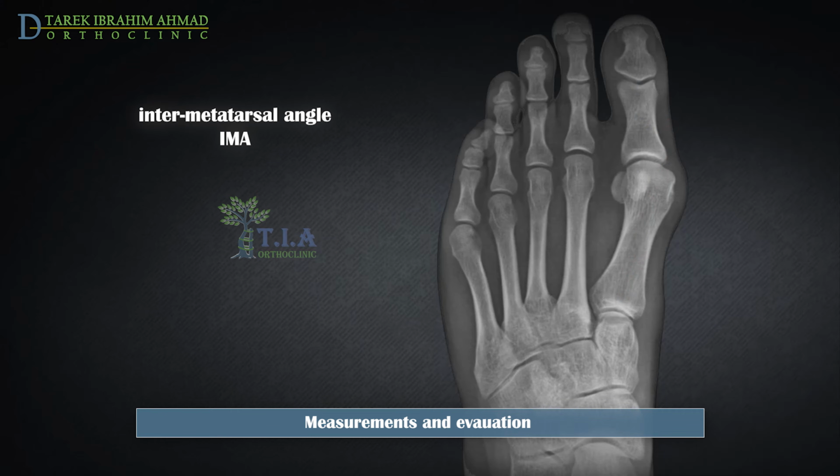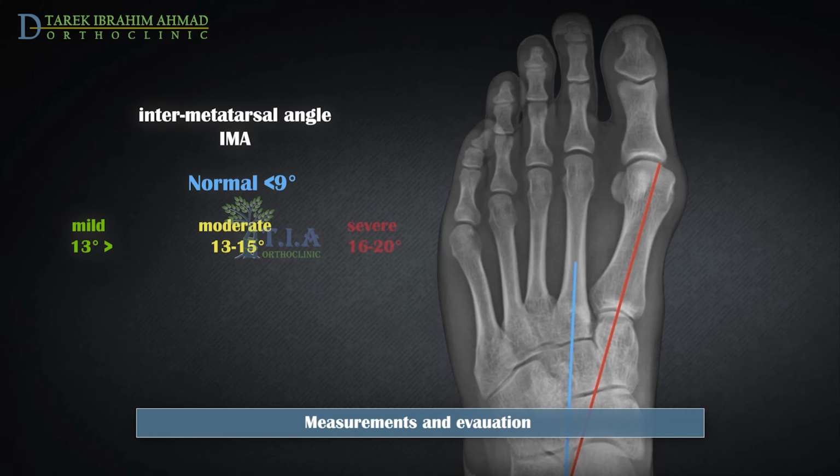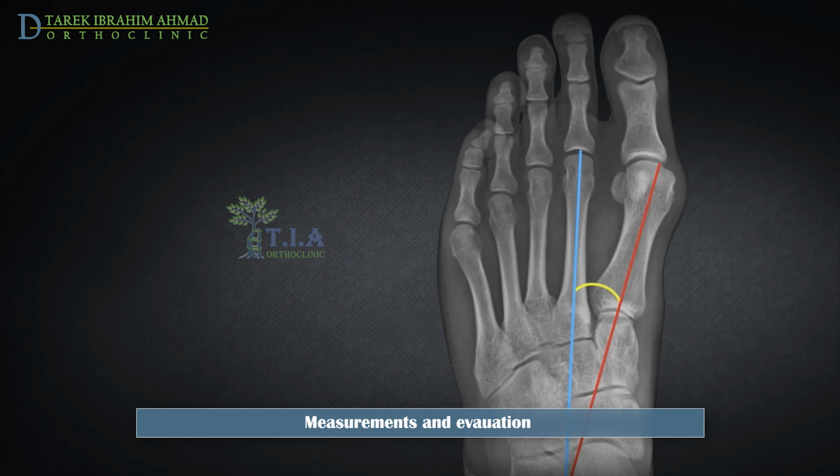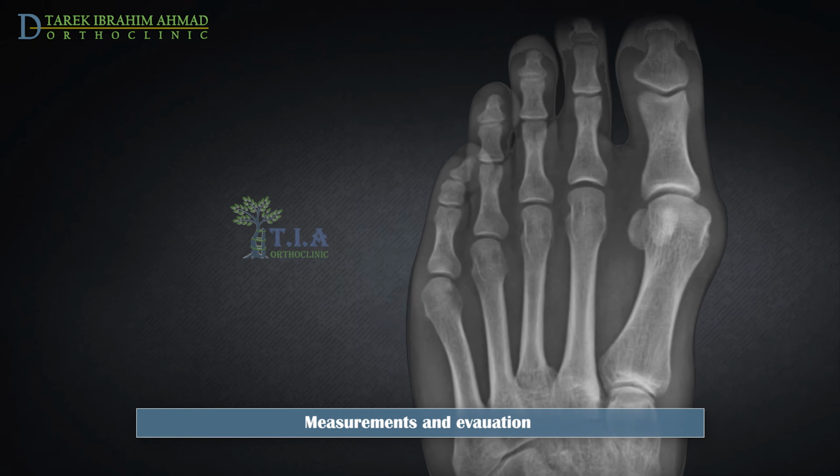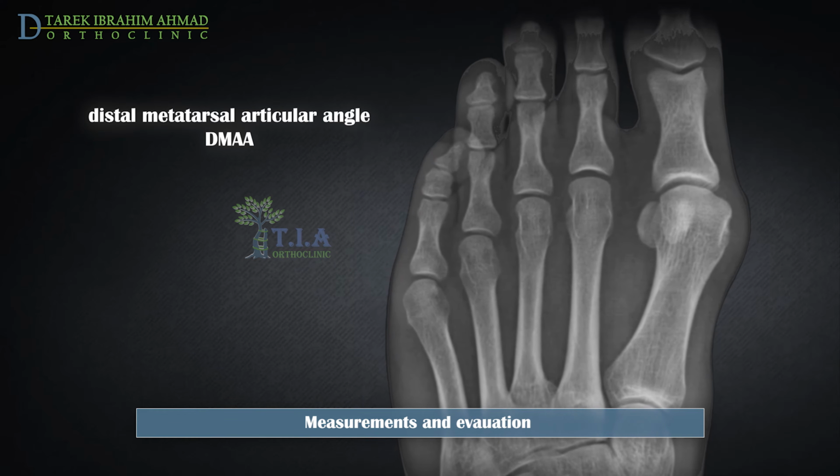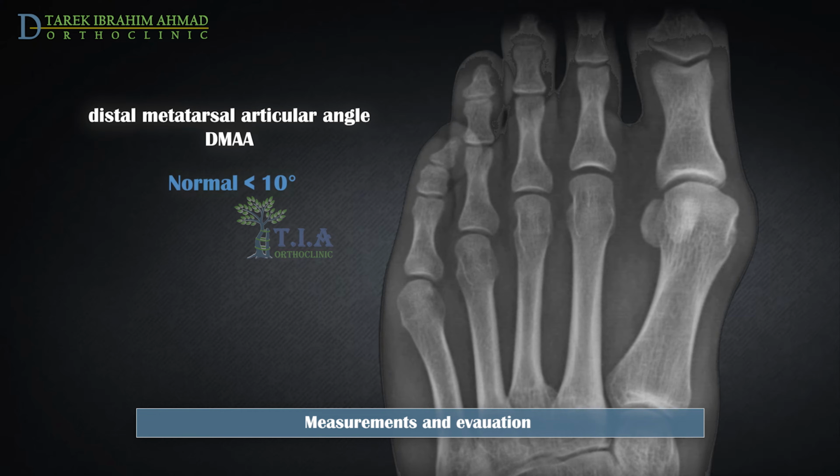Intermetatarsal angle, IMA. The angle determined by the bisection of the longitudinal axes of the first and second metatarsals. An angle less than 9 degrees is considered normal. The distal metatarsal articular angle, DMAA, is the angle formed between the line perpendicular to the line drawn at the base of the articular surface of the metatarsal head and the longitudinal axis of the metatarsal. An angle less than 10 degrees is considered normal.